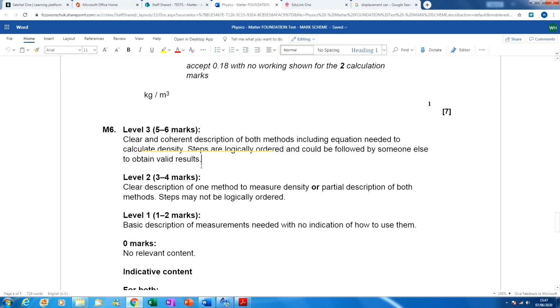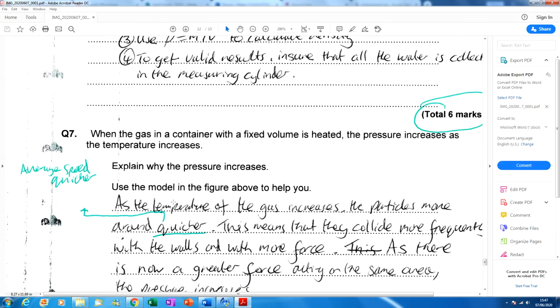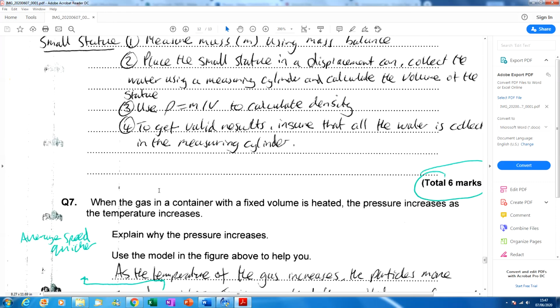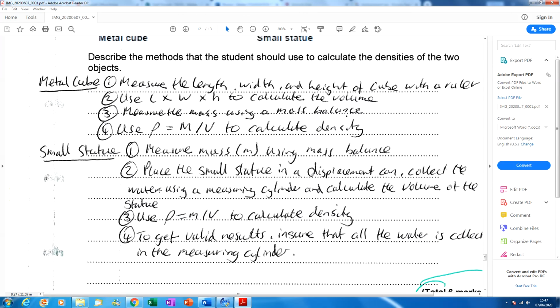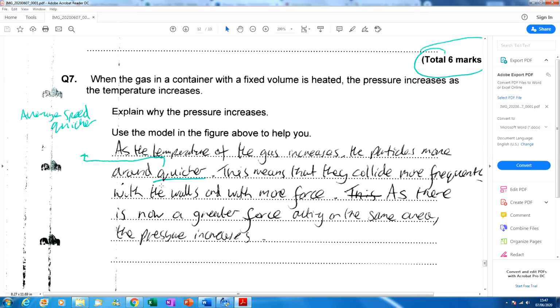Last question. You're doing really well. Here we go. Question number 7. When the gas in a container with a fixed volume is heated, the pressure increases as the temperature increases. Explain why the pressure increases. Use the model in the figure above to help you. So there is no model in the figure above, so that's a bit weird.